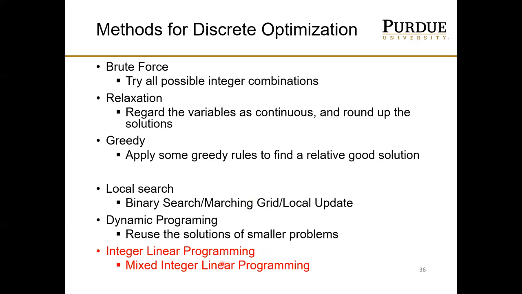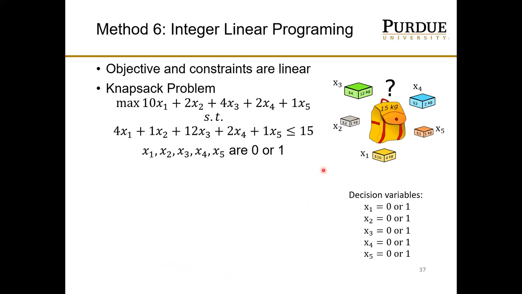To use this algorithm, the key point is linear programming. You need to formulate your problem in a way that everything is linear. For example, in our Knapsack problem, our goal is to maximize the value within the bag. That is linear programming: the objective is linear. Linear means you can say 10x, 2x, everything is linearly combined together.